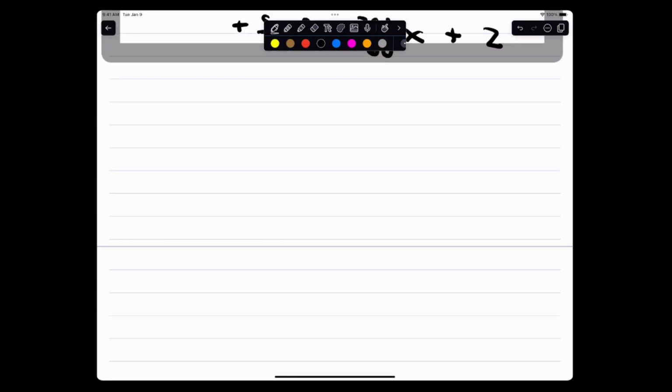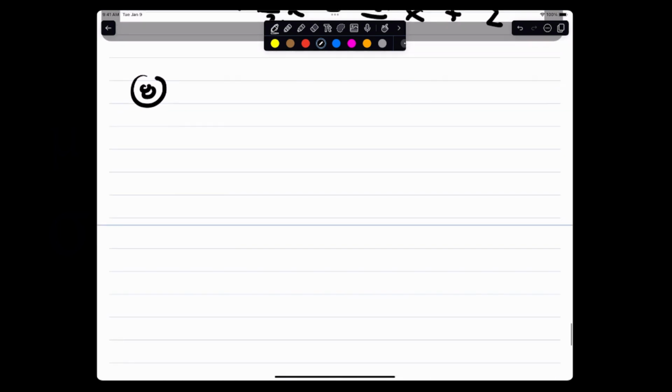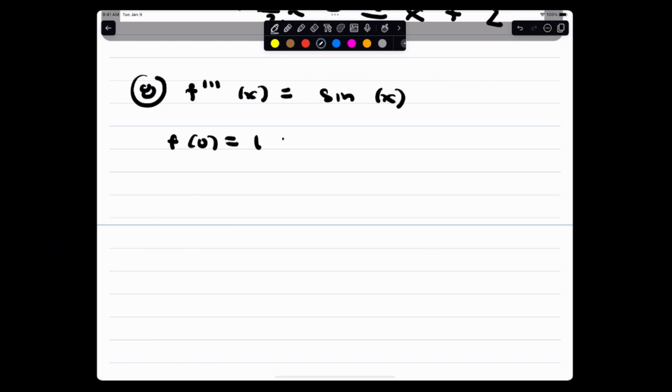Okay, and then, ladies and gentlemen, you might say, what happens if they do this? What if they give you a triple prime? And that's just simply equal to sine. But they give us some conditions here. F of 0 is 1, f prime of 0 equals 1, and then f double prime of 0 equals 1.